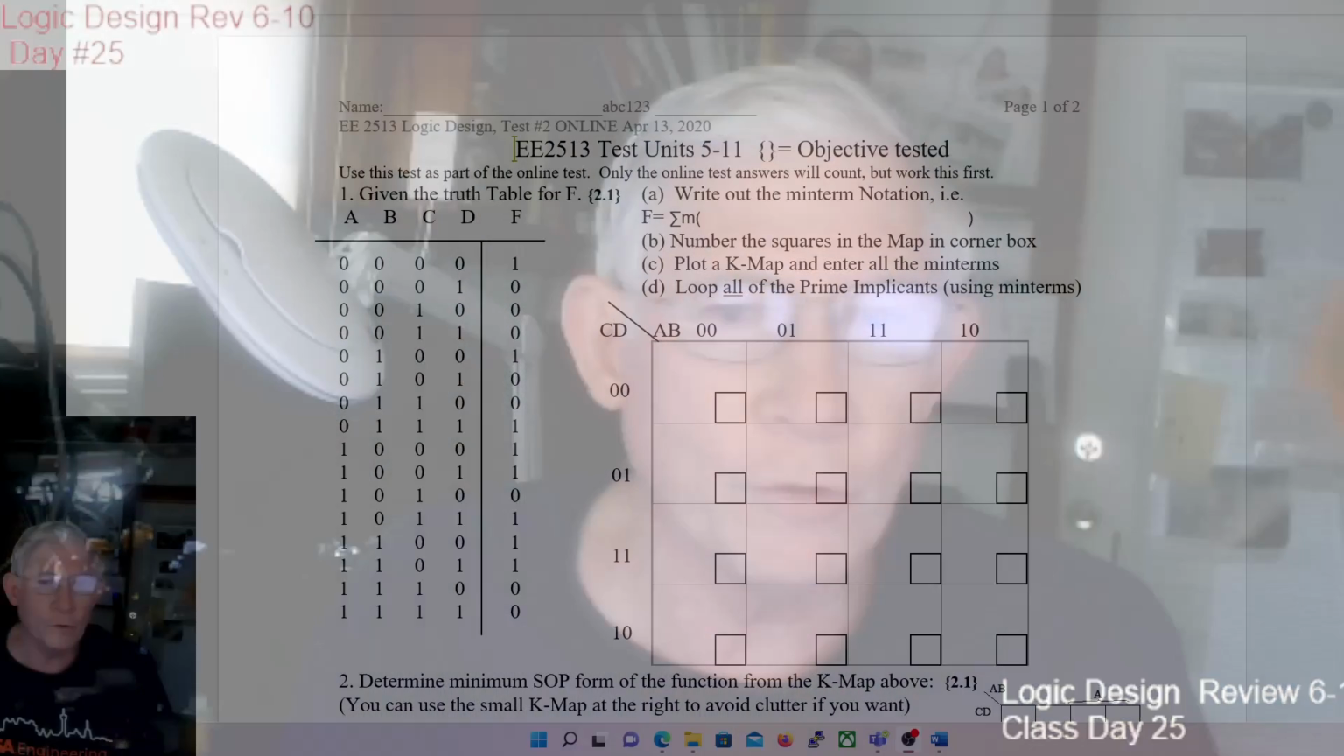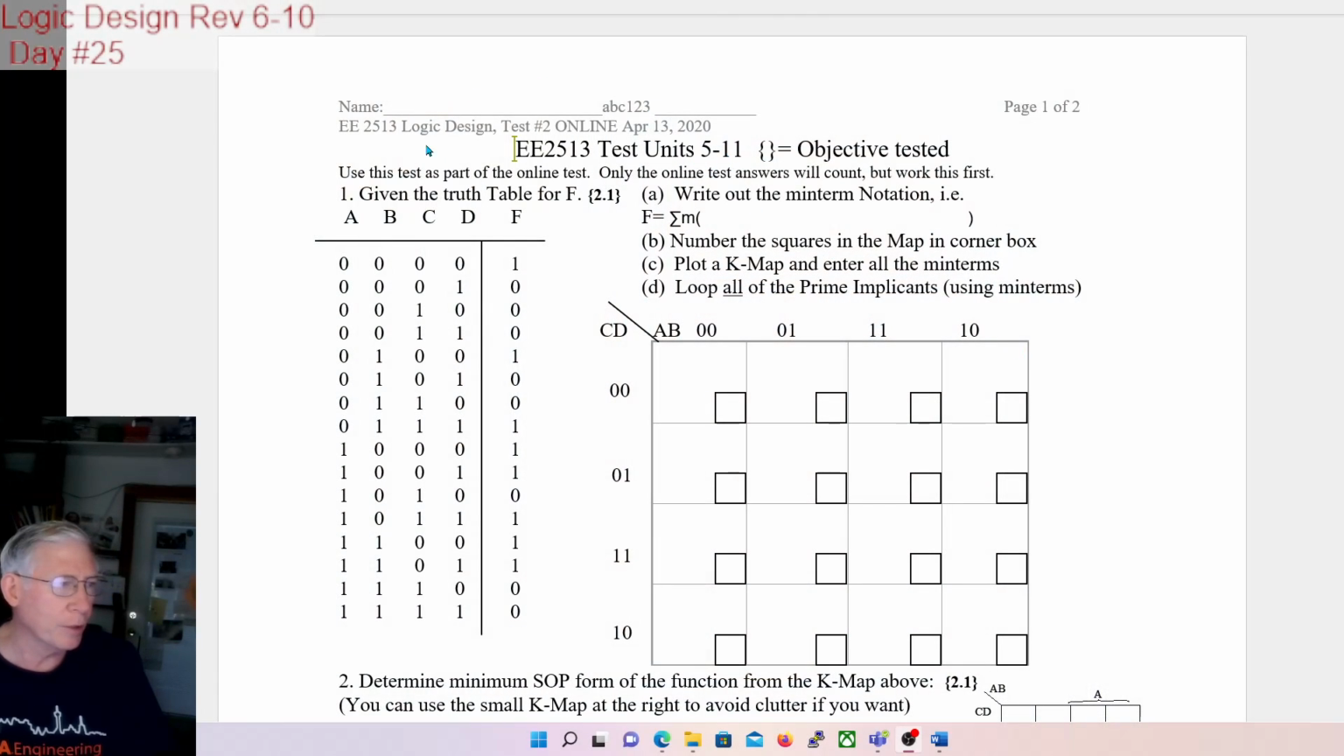Okay, so now what I'm going to do, I'm going to go ahead and go through one of the older tests, which will be very similar to the one we're going to take. So let's do it. So first, here's the test. I'm going to start with this. This is problem 1, but I'm going to actually do this on paper.